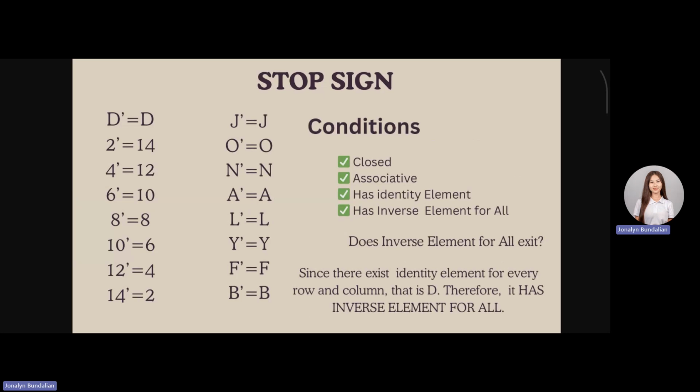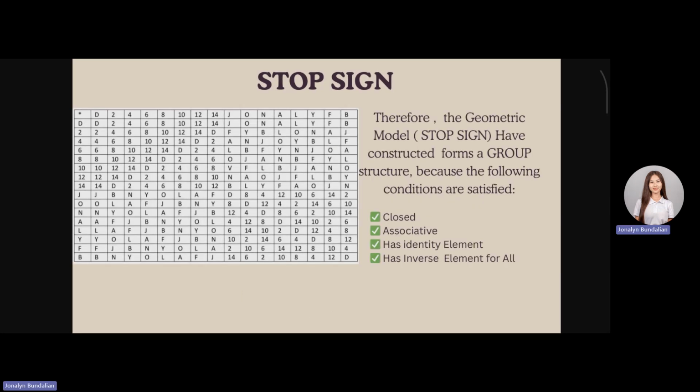Since there exists an identity element D for every row and column, therefore it has an inverse element for all. Here we summarize the result. Since the set is closed, associative, has an identity element and each element has an inverse, our structure meets all the criteria of a group. Through this geometric model, I've shown how abstract algebra concepts like group theory can be explored visually. The stop sign geometry offers a creative approach to learning and understanding algebraic structure.